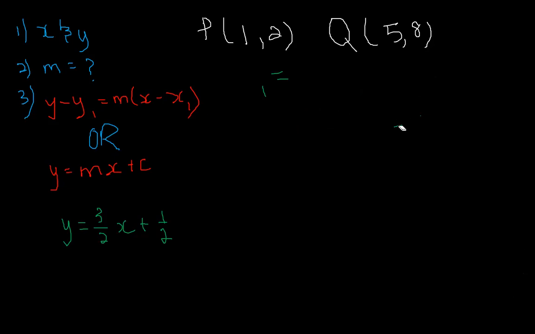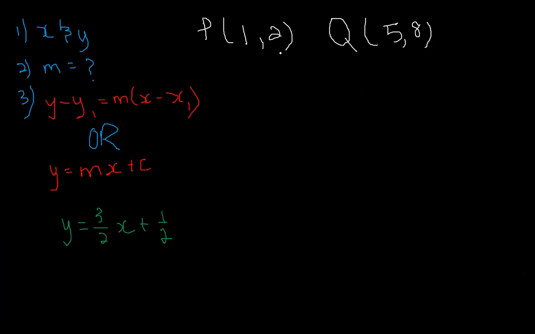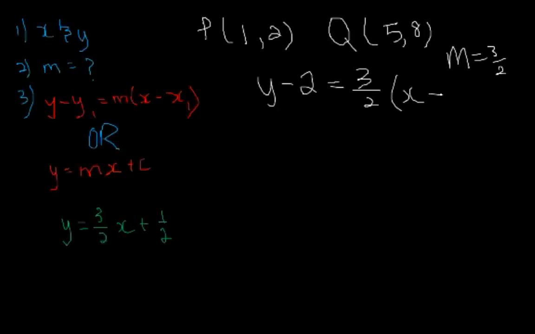Right. So in this case, because we have 2 points, I could choose either one. I could choose P to sub into this formula, or I could choose Q. It does not matter, it's your preference. Let me just use P because it has these smaller values. So y minus y1 is equal to m, x minus x1. M was 3 on 2, and x1 is 2. y minus 2 is equal to 3 on 2.